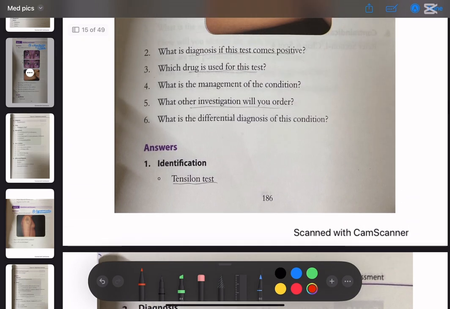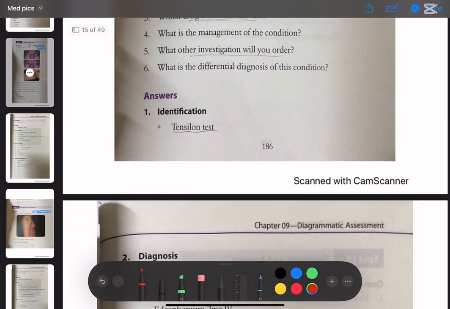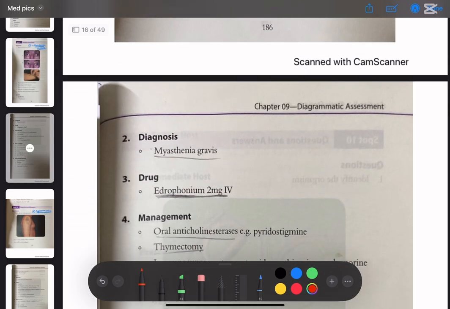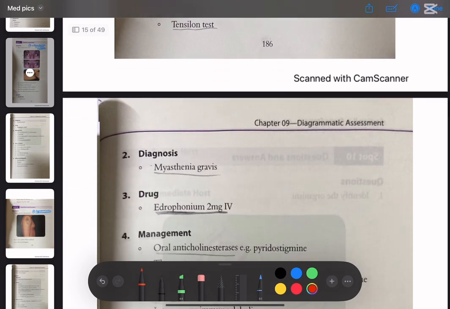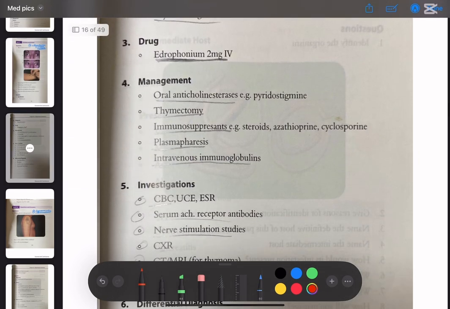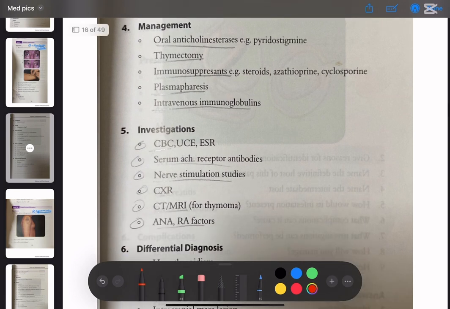The diagnosis is myasthenia gravis, and the test through which this is identified is the Tensilon test, and the drug that is used is edrophonium, which is 2 mg intravenously. Okay. Management, investigation, and differential diagnosis. So the management is that oral anticholinesterase, for example, pyridostigmine, is given. Thymectomy is done. Immunosuppressants, for example, steroids, azathioprine, and cyclosporine are given. Plasmapheresis is done, and intravenous immunoglobulins are given for myasthenia gravis.